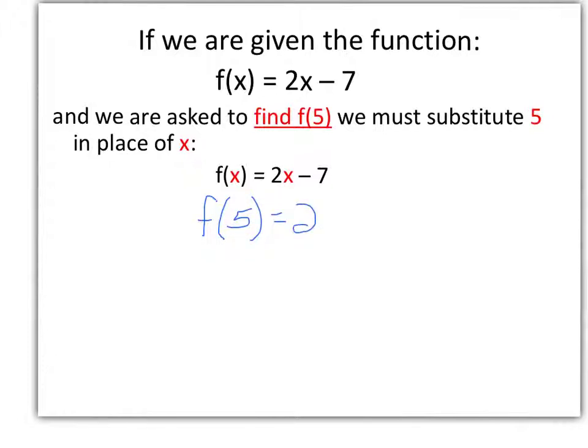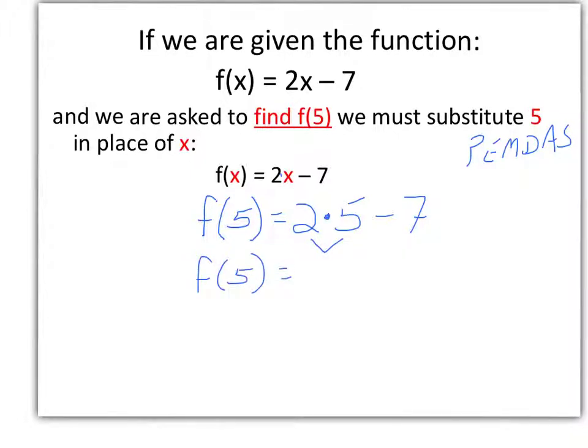So we're going to be evaluating f of 5. The first step is to simply substitute the 5 in place of the x. We know here this is 2 times x, so this is going to be 2 times 5. And the important thing here is we need to make sure that we remember order of operations. We need to follow PEMDAS. So we have subtraction and we have multiplication. We need to multiply first. So f of 5 equals 2 times 5 gives us 10. We bring down the minus 7. And we finish simplifying, and so we get f of 5 equals 3.